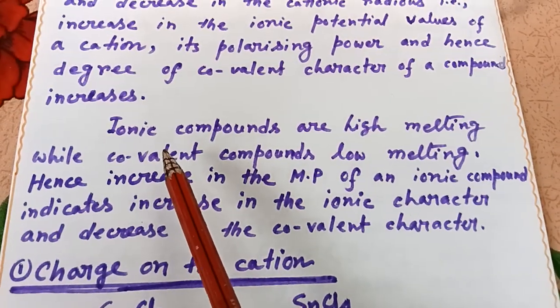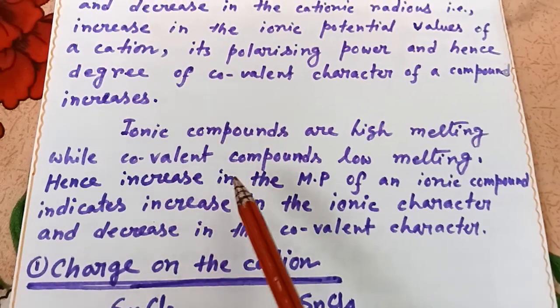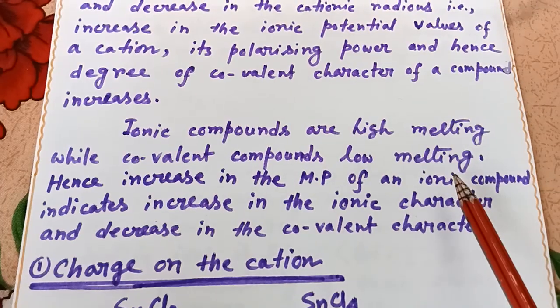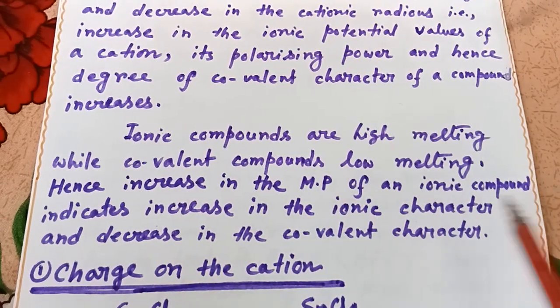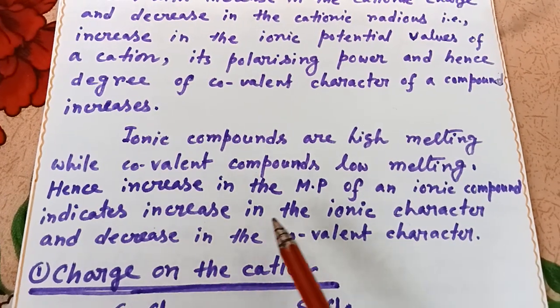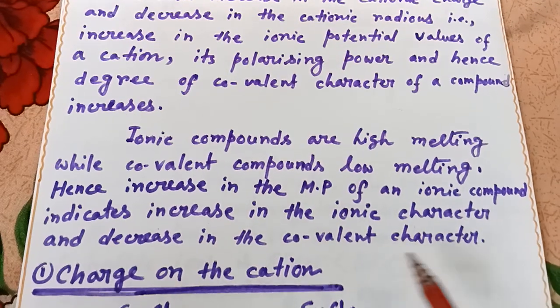Again, ionic compounds are high melting while covalent compounds are low melting. Hence, increase in the melting point of an ionic compound indicates increase in the ionic character and decrease in the covalent character.